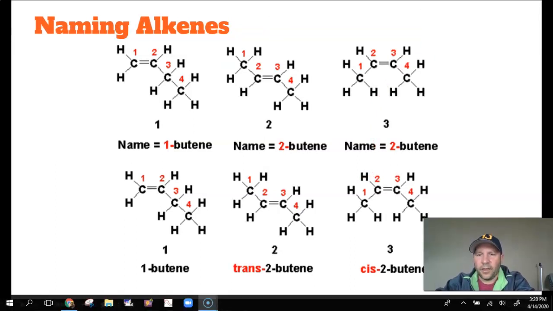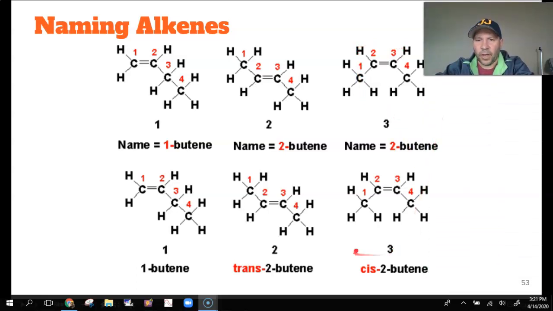If we look at this guy, we have 1, 2, the double bond's coming off the second one, so it's also 2-butene, but the hydrogens are on the same side. They're both on top, so that would be considered to be cis-2-butene. So you can see it down there at the bottom, cis-2-butene, so something to keep in mind.